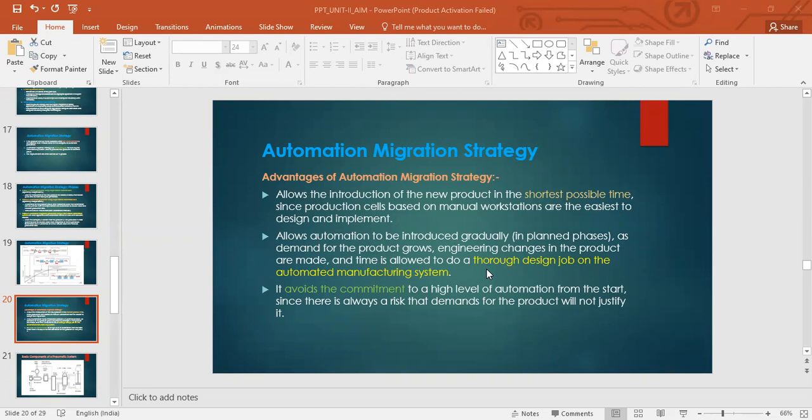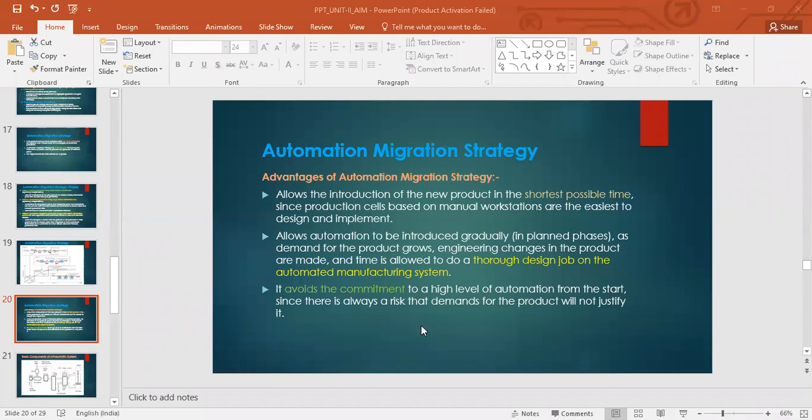Because there is time, right? From the first phase to the second phase, there's some time that you have, that you can better design the automated manufacturing system itself, that how should it be set up, right? Based out of the product design and the cost constraints, the material constraints, space constraints, etc.